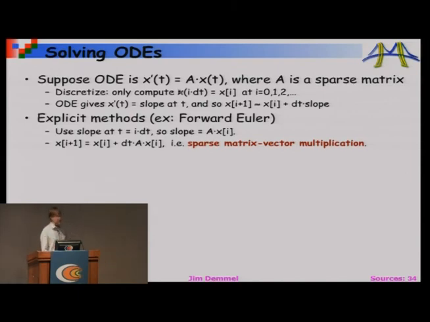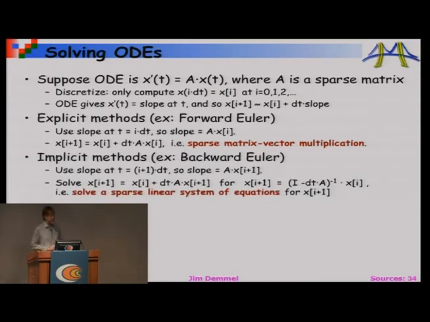The simplest thing to do is to evaluate the slope at step i. So I just plug in that the slope is A times x. Here's my formula for updating. I take my vector, do a matrix-vector multiply by the sparse matrix, and add it to update. Sparse matrix-vector multiplication comes up everywhere. There are lots of clever ways to parallelize it. You should think of this as a previously solved problem.